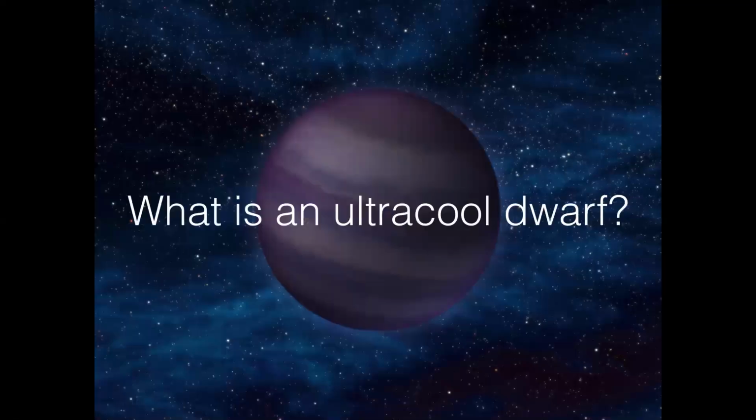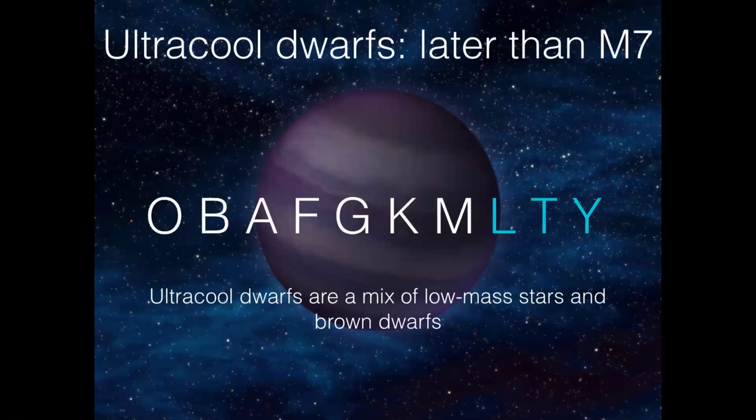Okay, I want to do a quick terminology review as to what I mean when I talk about ultracool dwarfs, just to make sure we're all on the same page here. So when I use the term ultracool dwarf, I'm referring to any object with a spectral type of M7 or later, which is to say the late M dwarfs, the L dwarfs, the T dwarfs, and the Y dwarfs.